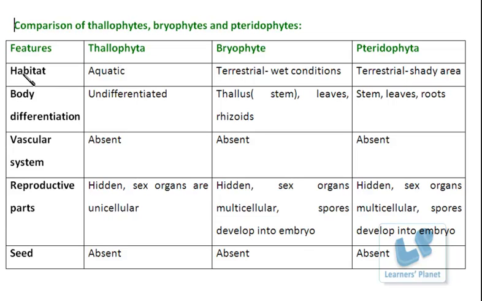Thallophytes. See, the first feature I am comparing here is the habitat, that is, where these plants are commonly found. So thallophyta are found in the water bodies, right? And they are commonly known as the algae, multicellular algae. Fine.